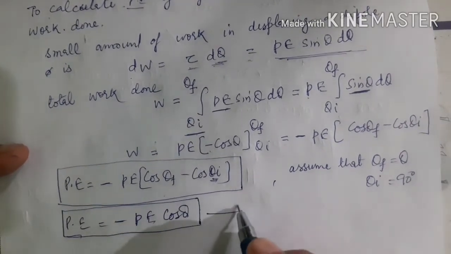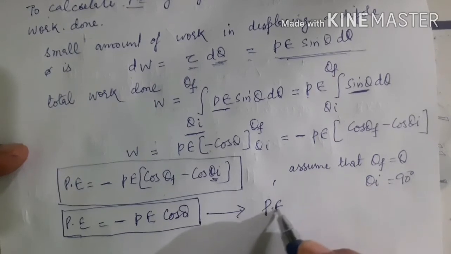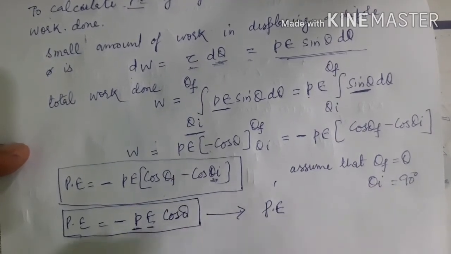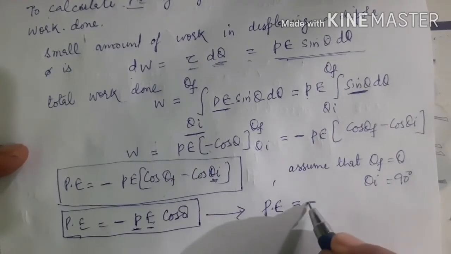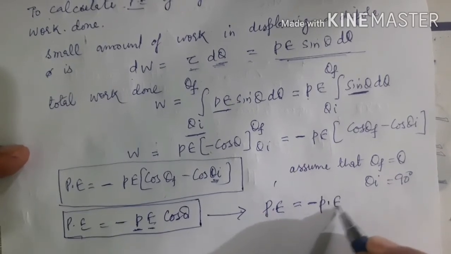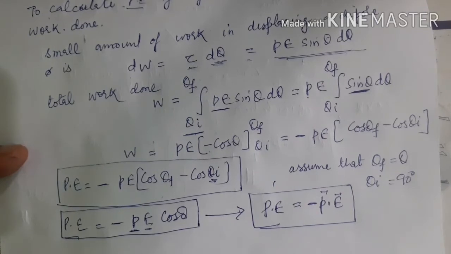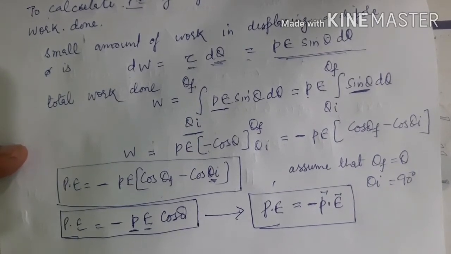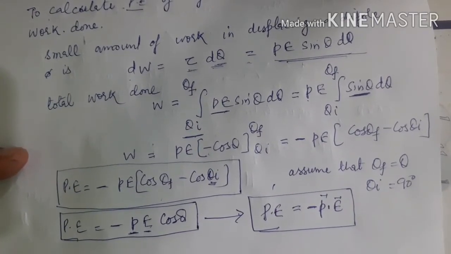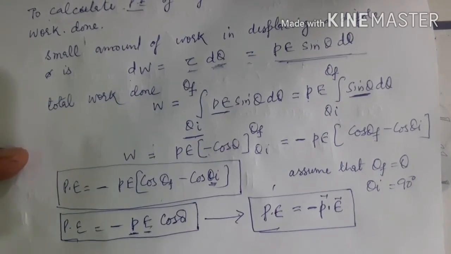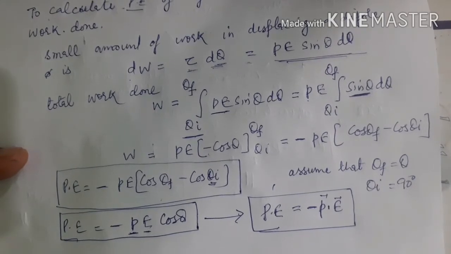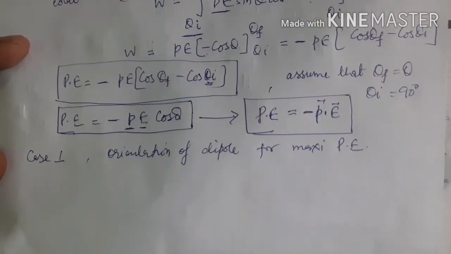If we write in the vector form, because dipole moment and electric field are vector quantities, it becomes minus P dot E. So this is your potential energy of a dipole in a uniform electric field. Now next we will study when the potential energy is maximum and when it is minimum. One, the orientation of a dipole for maximum potential energy.